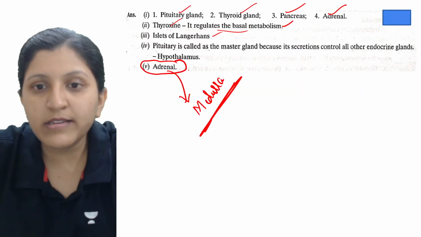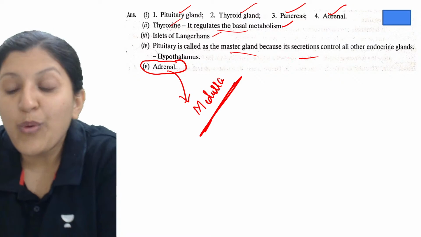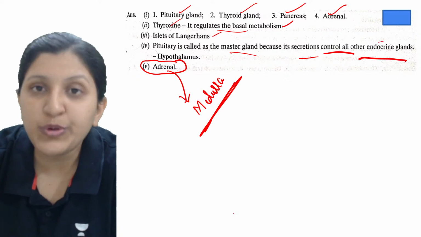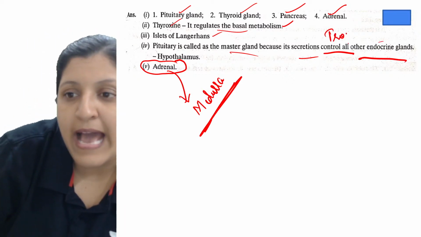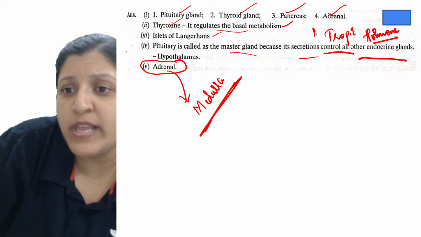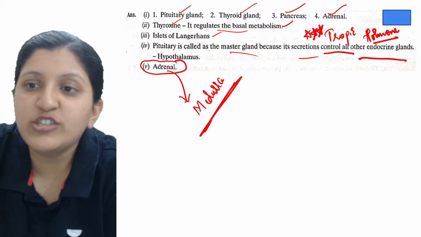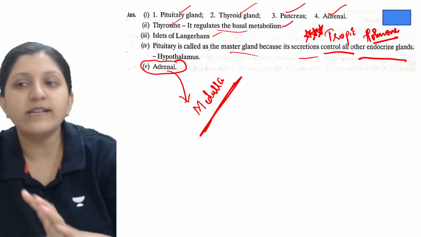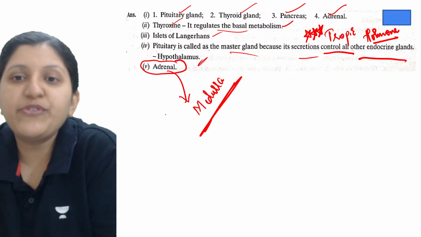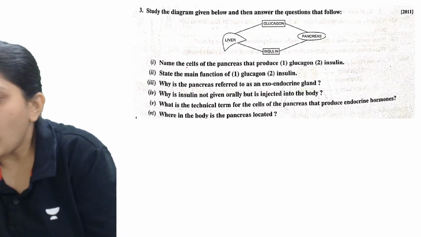Okay, and other than that, the pituitary is called the master gland because of its secretion. Once the pituitary secretes a hormone, it controls other endocrine glands, so we call that a tropic hormone. The hormone which is controlling other endocrine glands is called a tropic hormone. Tropic hormone is actually a repeated question, asked a lot of times, so make sure that you know tropic hormone. And the part of the forebrain which is responsible for controlling the pituitary is nothing but the hypothalamus. Okay, moving on to the next one.